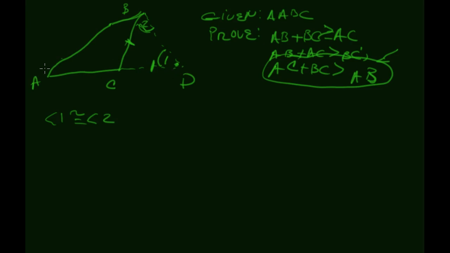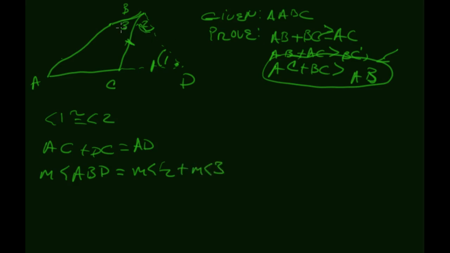Now note, because D is on this line, AC plus DC has to equal AD. That's by the segment addition postulate. All right, so let's take a look at some other things that are going on here. We're going to label this one angle 3. Okay, and we have that the measure of angle ABD has to equal the measure of angle 2 plus the measure of angle 3, because that's the angle addition postulate. Those two have to make up that one.